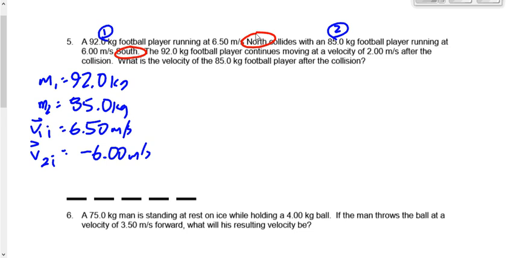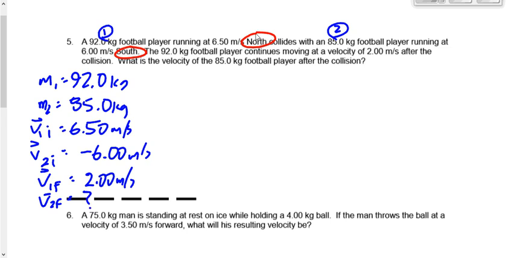The 92-kilogram football player, what player is that, number 1 or 2? Number 1, the way that I defined 1 and 2, that's number 1. He continues to move at, it actually doesn't say he, it just says the 92-kilogram football player. Could be a she. The 92-kilogram female football player continues moving at a velocity of 2.00 meters per second after the collision. We're going to say that is V1F, the final velocity. And what's the velocity of object number 2 after the collision? That's going to be V2F.